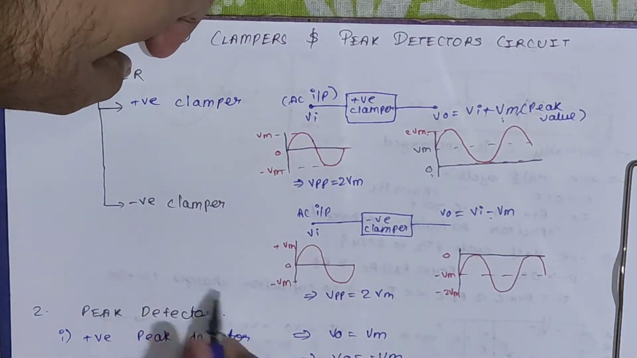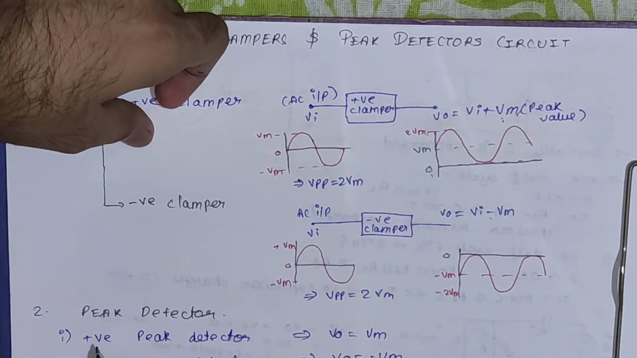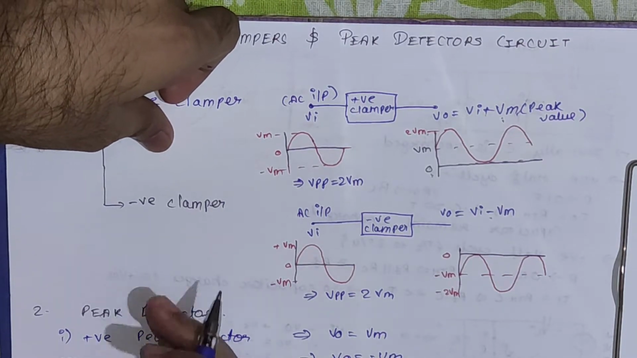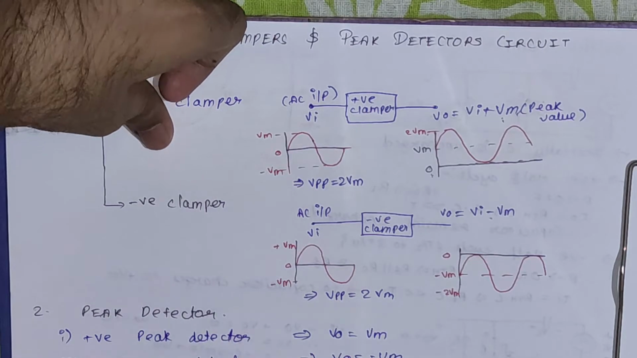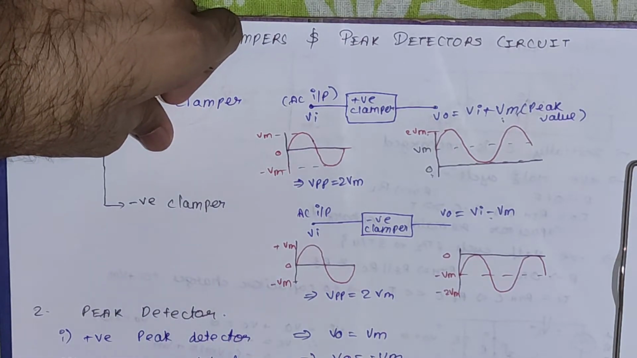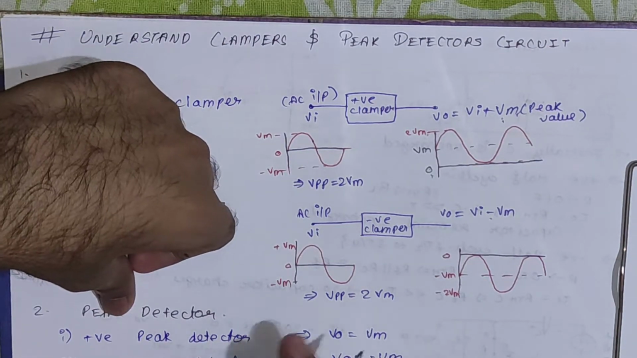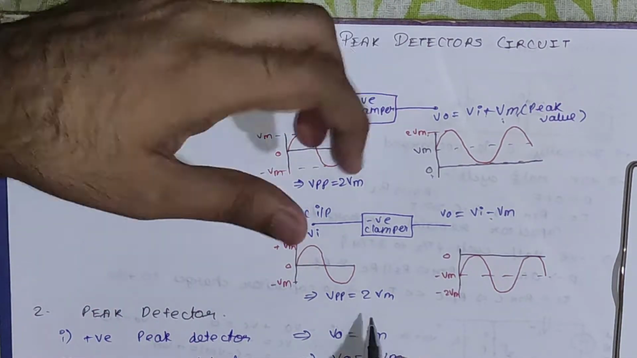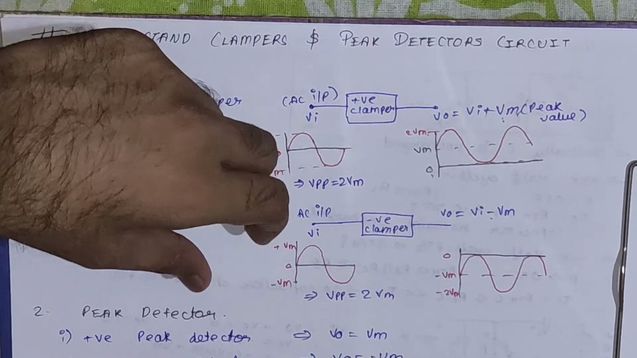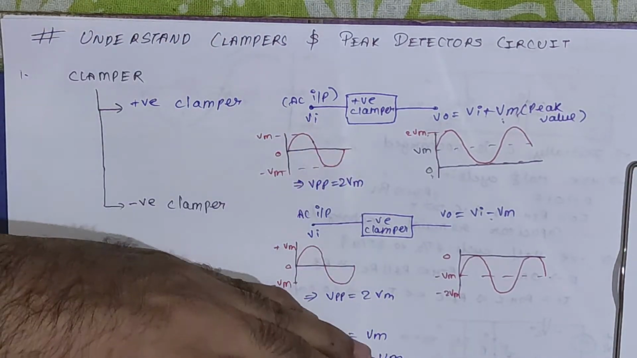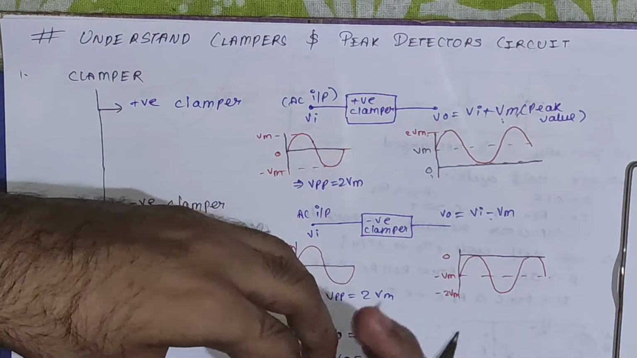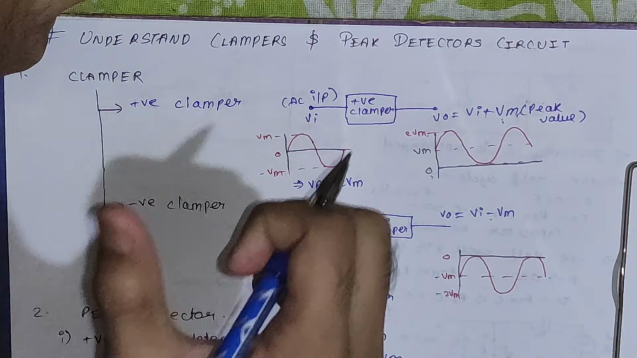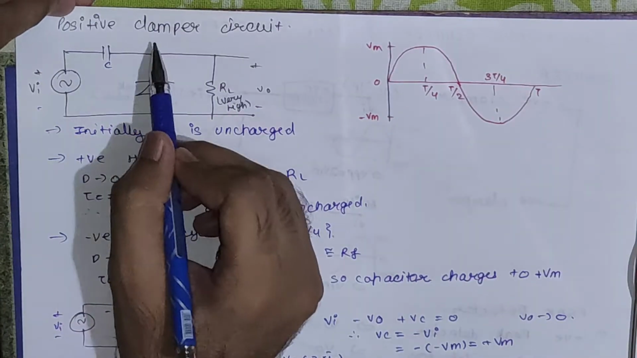Now let's see the peak detector. We know the peak detector is divided into two types: positive peak detector and negative peak detector. The positive peak detector will detect the positive peak, while the negative peak detector will detect the negative peak. The output of the positive peak detector will be the positive maximum input voltage, while for the negative peak detector it will be the negative maximum voltage of the input waveform, or you can say the minimum input voltage. Now let's see this in detail, starting with the positive clamper circuit.